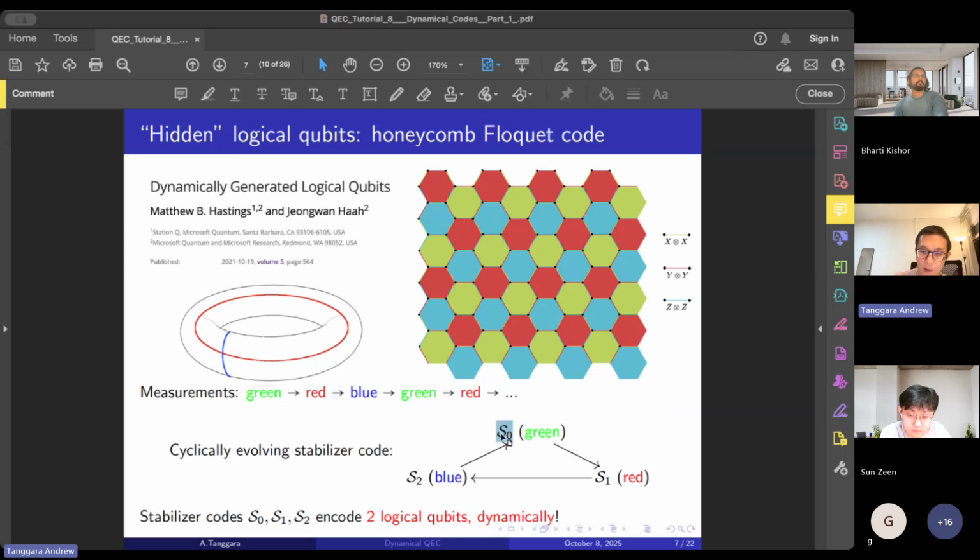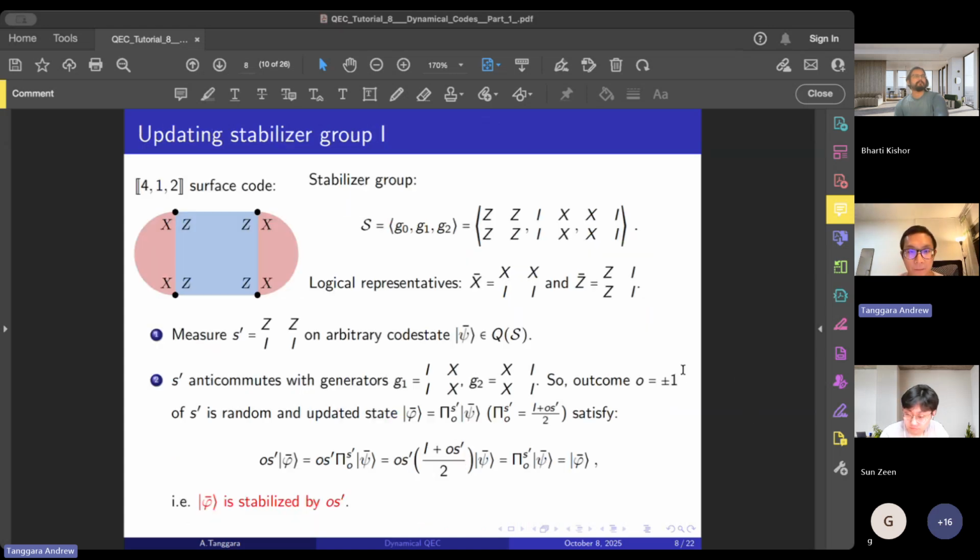So after measuring green, we have this stabilizer code S0, and then measure red, then we get S1, measure blue, get S2, and then measure green, we go back to S0. And over the rest of this tutorial, I'm going to work towards showing that there are 2 logical qubits there. But first let me go through a simpler example, right?